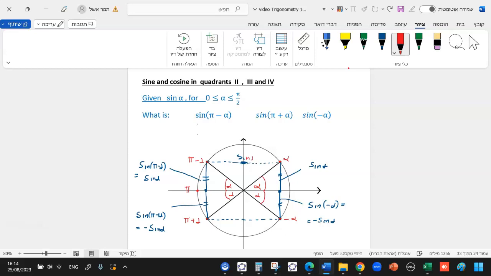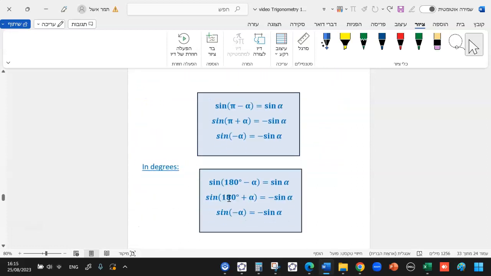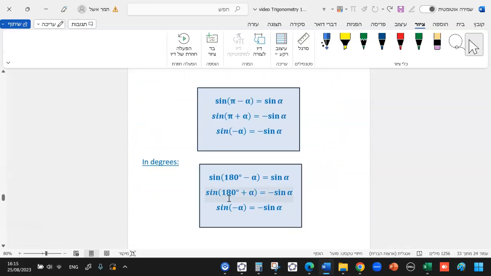Okay, this is sine alpha, and this is minus sine alpha. So here's the summary of the rules we found in radians and in degrees, and this will be very useful in questions.